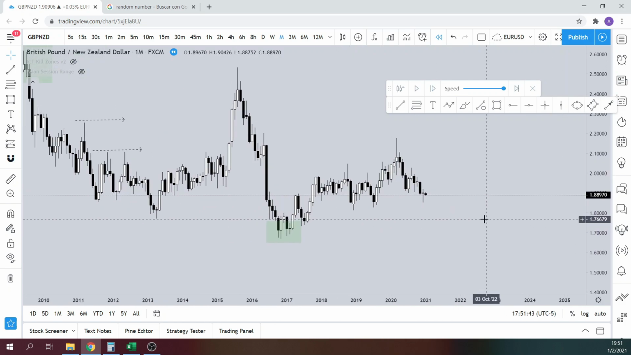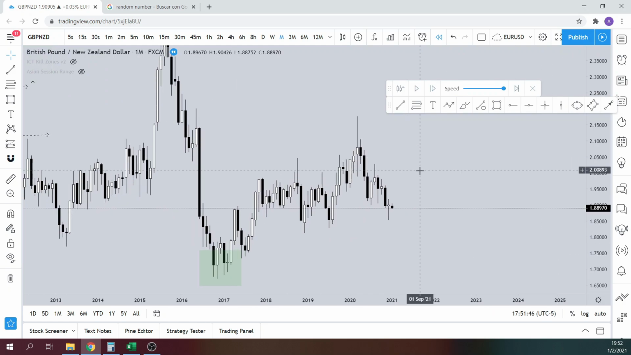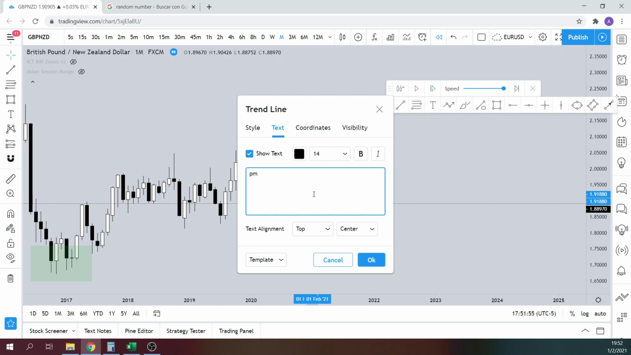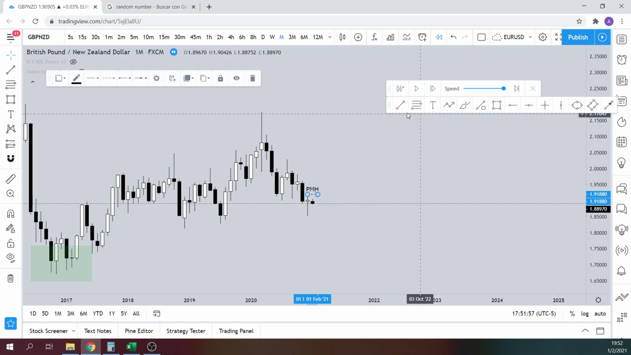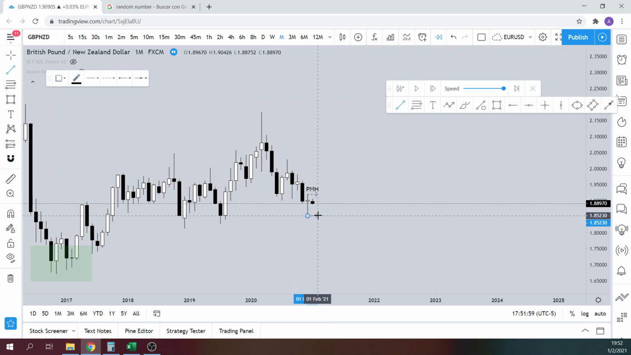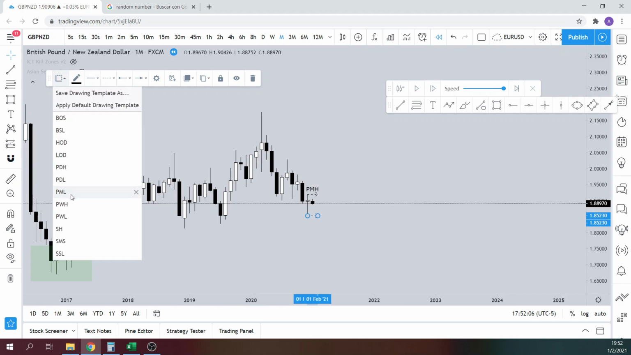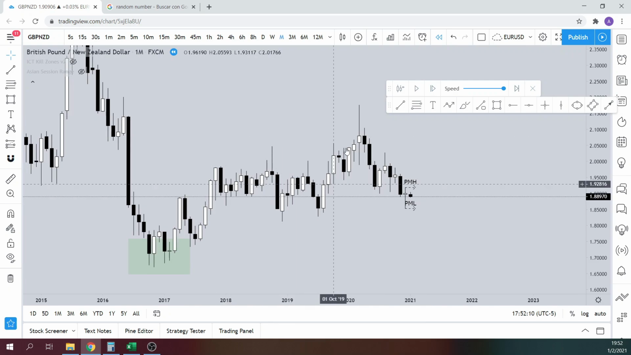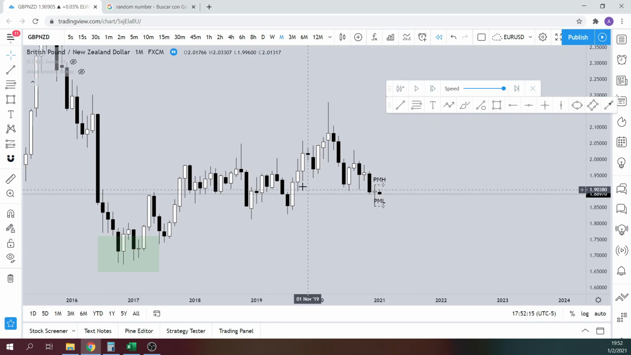What I will annotate here is the monthly levels. The previous month high, which is this one. Oh, I don't have that one. Previous month high and the previous month low. So we know that on the monthly, there will be liquidity above this high and below this low. Previous month low. We can notice on this structure that price broke to the upside, making a higher high here, and now price is coming back down into this level.